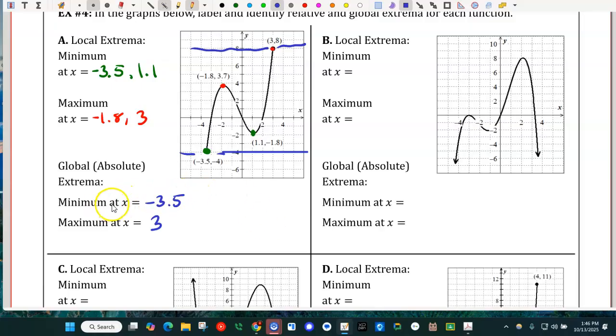And if it wanted the minimum, it could also report the actual coordinate as well, if it asks for it. By default, just do the x's. But if it asks for the actual location, then we'll put the whole thing, 3, 8.